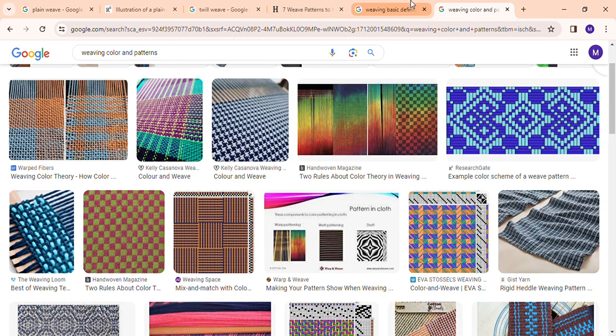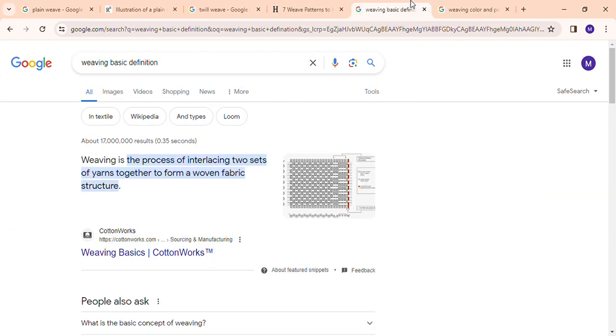So, first of all, we are going to the screen, which shows the basic definition of weaving. It's available on Google, you can see. Weaving is the process of interlacing two sets of yarns together to form a woven fabric structure. So, what are the two sets? Number one, the warp, and number two, the weft. The warp is always in a vertical form, in a portrait form, and the weft is in a horizontal form, a landscape form.